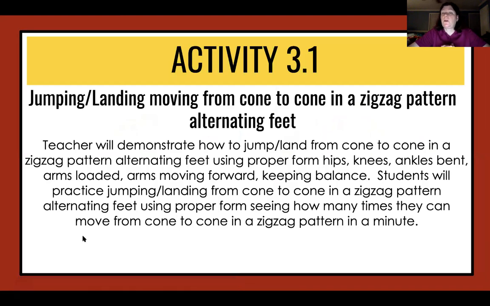Moving from cone to cone in a zigzag pattern, alternating feet. The teacher will demonstrate how to jump and land from cone to cone in a zigzag pattern, alternating feet, using proper form: hips, knees, ankles bent, arms loaded, arms moving forward and keeping balance. Students will practice jumping and landing from cone to cone in a zigzag pattern, alternating feet, using proper form, seeing how many times they can move from cone to cone in a minute.